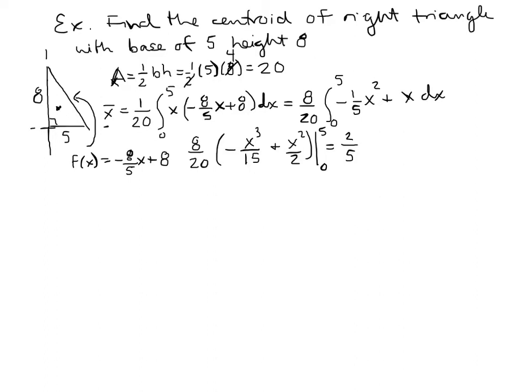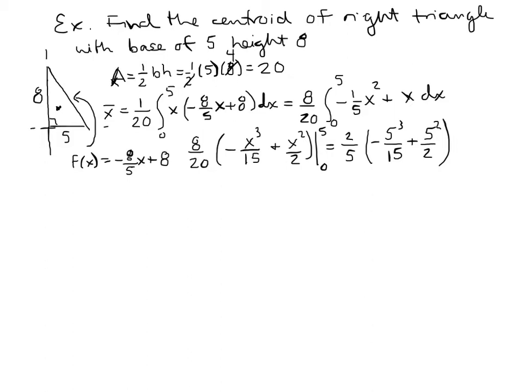All right, so 2/5 times, I'm going to plug in 5, so minus 5 cubed over 15 plus 5 squared over 2. I don't want to cube 5 at the moment, although I know that's 125. You know what? I'm just going to factor out a 5 squared. There's a 5 squared in both of these terms. That sounds easier to me.